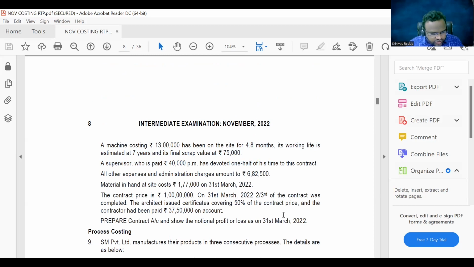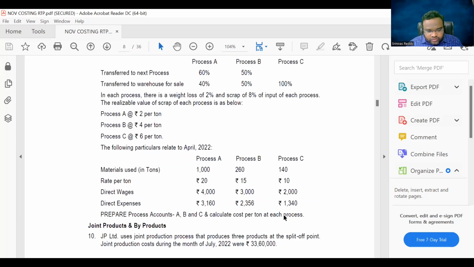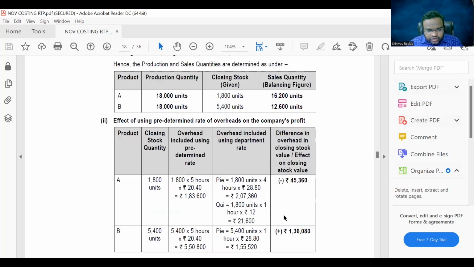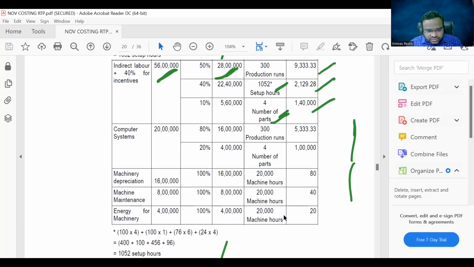The contract price is for how much amount? 1 crore. On 31st March 2022, 2/3 of the contract was completed. The architect issued a certificate covering 50% of the contract price and the contractor had been paid 37,50,000 on account. How much cash received is not required. Now tell me, what is two-third of the contract? 1 crore into two-third of the contract. See how much amount you have spent. You draw the contract account.